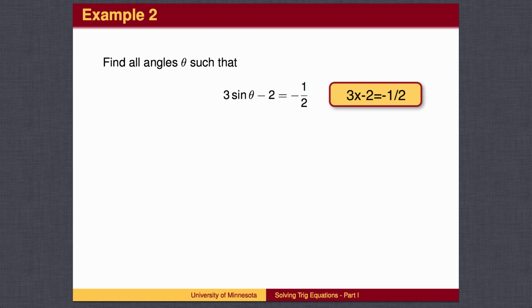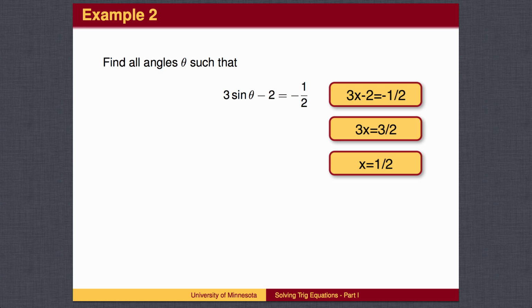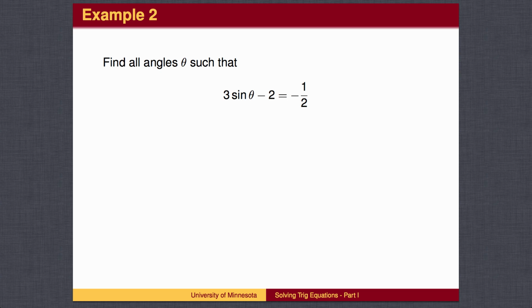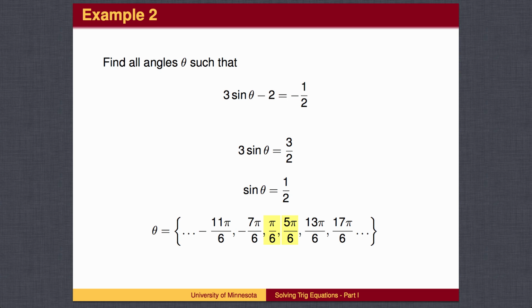To solve 3x minus 2 equals negative 1/2, we would first add 2 to both sides, then divide by 3. In solving our trig equation, we perform the same steps, first adding 2 to both sides, then dividing by 3, at which point we can look up the angles from the unit circle. Once we have found the two values from the unit circle, we can add and subtract full circles.